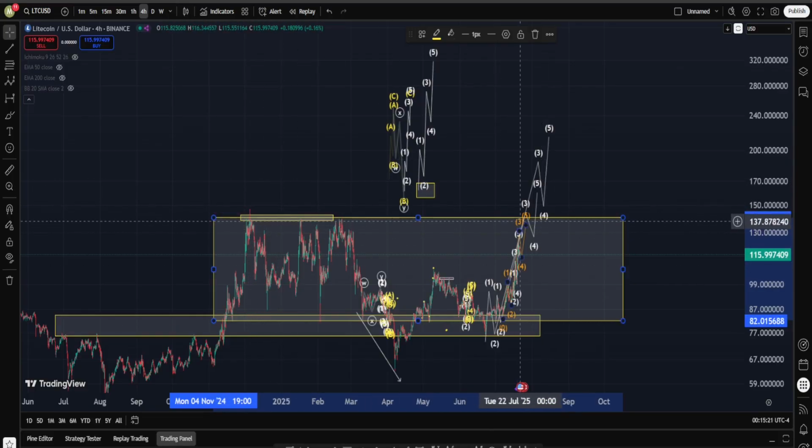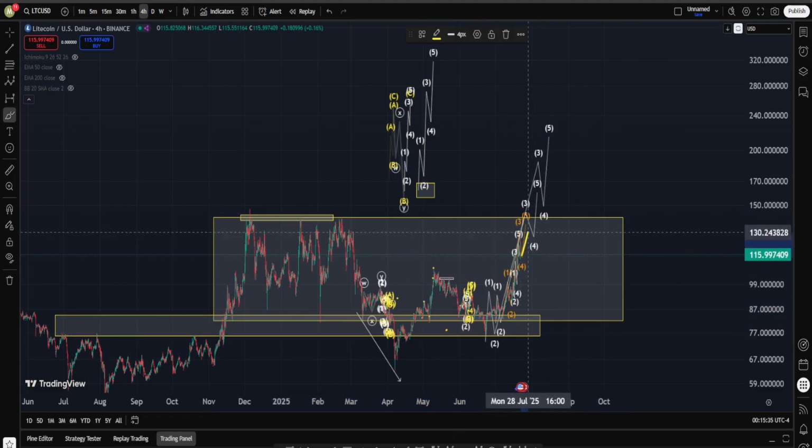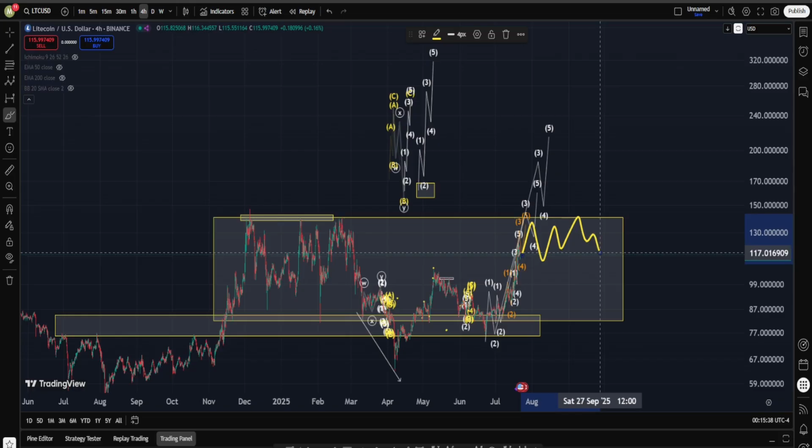And the moment that we get a break out of this pattern on the upside, you are at that point going to see our move up in Litecoin accelerate quite a bit. But as long as we are staying inside this pattern, I think it makes sense to argue that we can have some more chopping around. And again, it's not going to be a bad sign at all.